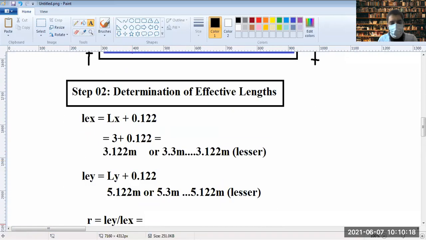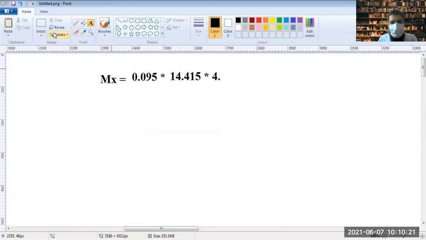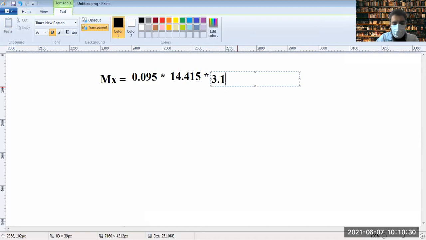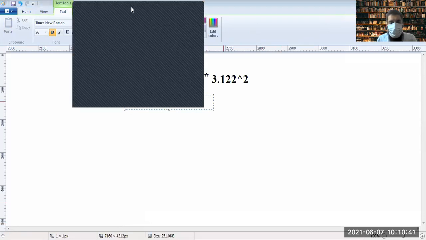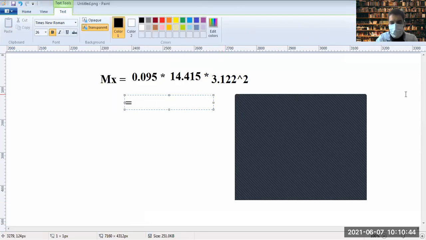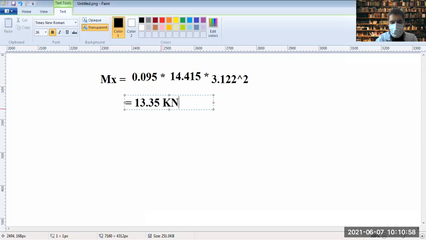3.122. This is 3.122 and its square. The value is 0.095 cross 14.415 cross 3.122 cross 3.122. So this is 13.35 kilonewton meter.